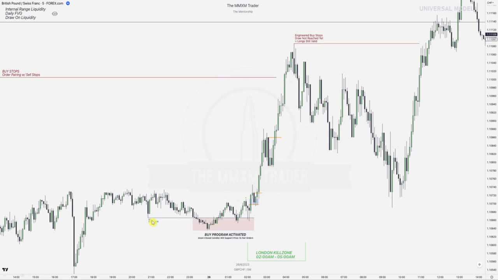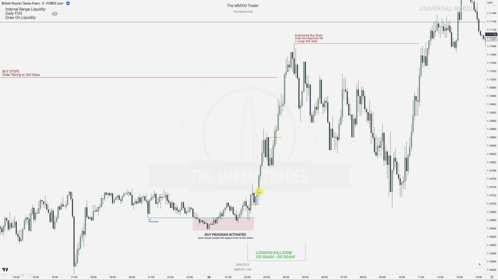So we have that 1 hour stop hunt, that liquidity purge of sell side liquidity. So buy program has been activated and we wait for London kill zone to start. Not before, we wait for our kill zone. So now all down close candles should support the price up higher, right? So we can see that over here, got a bullish order block, another one formed over here, and this is all inside the kill zone, right?